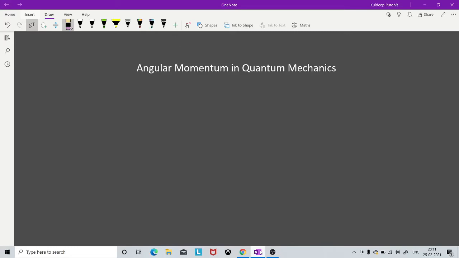Hello students. In this lecture we will be starting our discussion on angular momentum in quantum mechanics. We are all familiar with the definition of angular momentum in classical mechanics. In classical mechanics we define angular momentum L equal to R cross P. This is your angular momentum vector, this is your position vector, and this is your momentum vector. In classical mechanics, all three quantities are ordinary vectors.